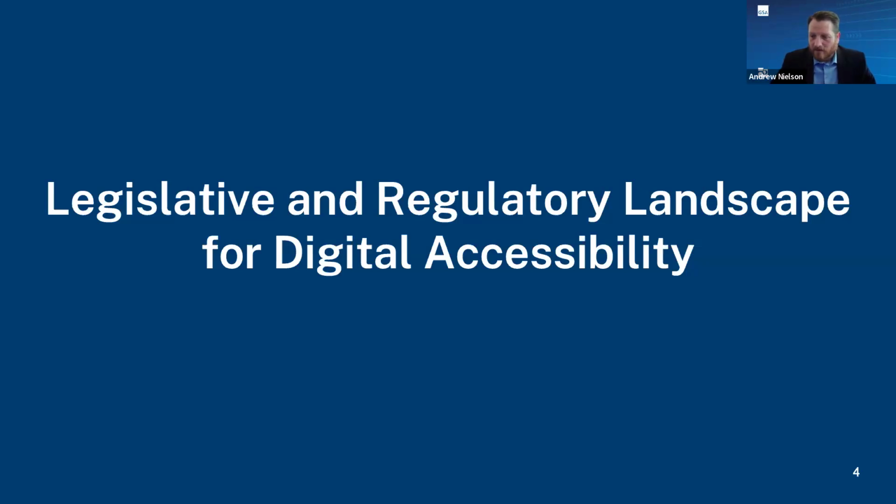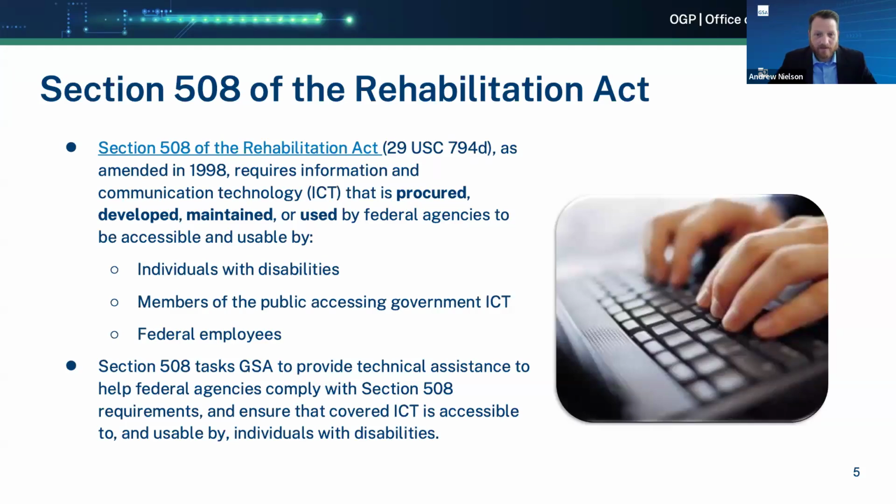So moving on to talk a little bit about the legislative and regulatory landscape, kind of setting the stage for the broader discussion. I mentioned already Section 508 of the Rehabilitation Act of 1973. It was amended in 1998 to add Section 508, and specifically require that federal agencies in particular make our IT, or our information and communication technology, accessible to people with disabilities, whether we're developing it brand new, maintaining it or only using it, or buying it.